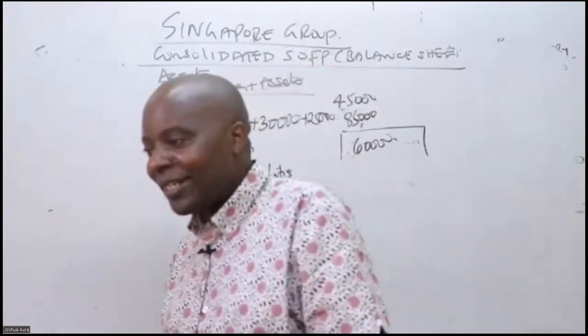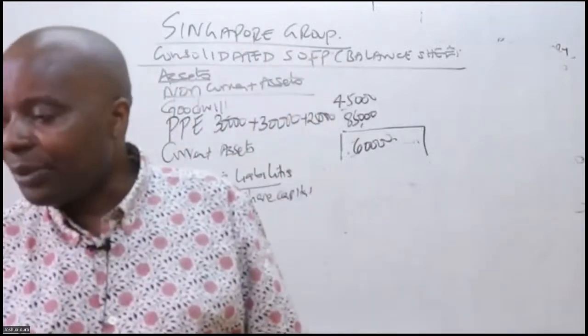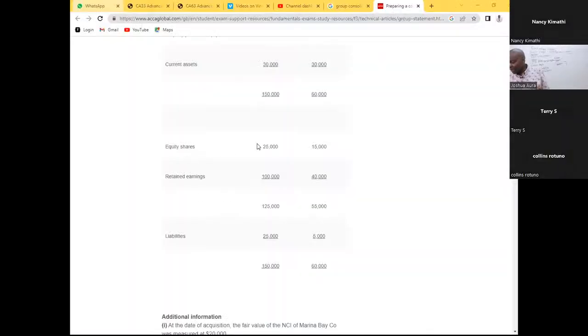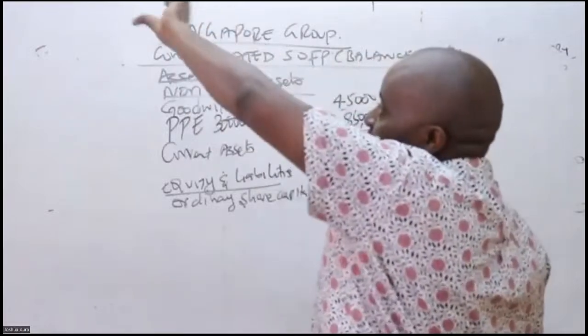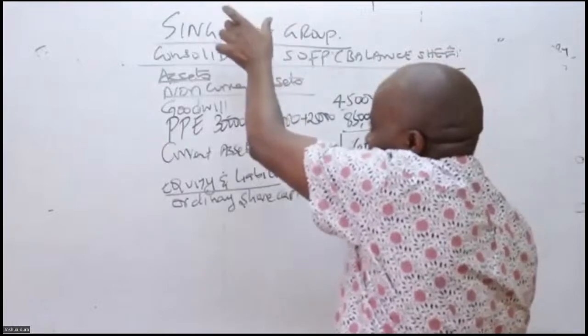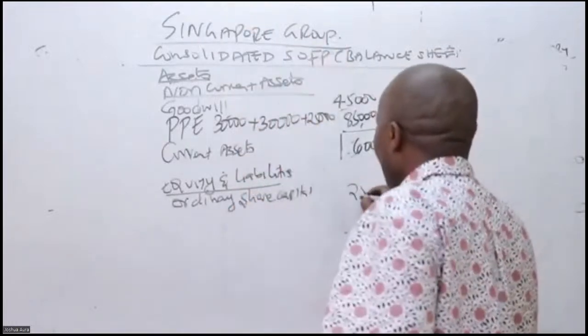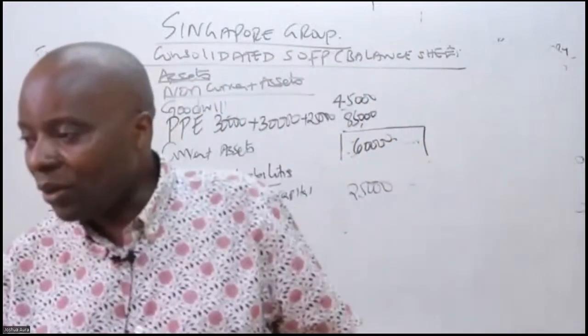I can see already these guys know. So in this case, for ordinary share capital, I'll only come and pick the one of the parent, which is 25,000. I'll go there, say equals here, highlight that 25,000, and it comes inside here automatically. That's ordinary share capital.